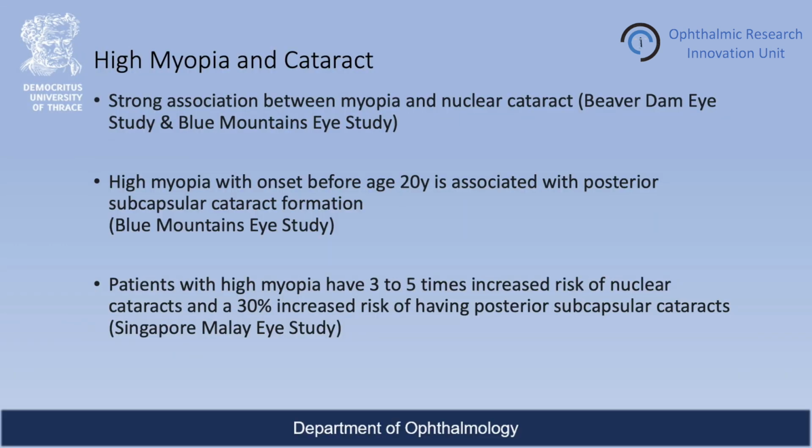We know from many studies, such as the Beaver Dam Eye study and the Blue Mountains Eye study, that there is a strong association between myopia and nuclear cataract. Posterior subcapsular cataract formation is strongly associated with high myopia and an onset before the age of 20. Additionally, from the Singapore Malay Eye study, we know that patients with high myopia may have a 3 to 5-fold increased risk of nuclear cataracts and a 30% increased risk of developing posterior subcapsular cataracts.